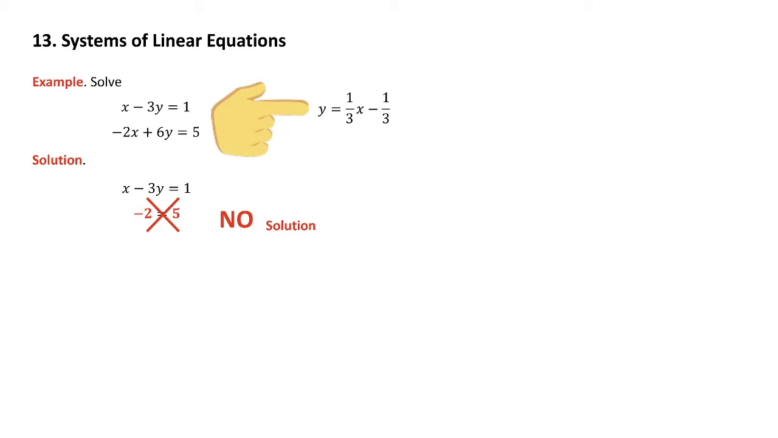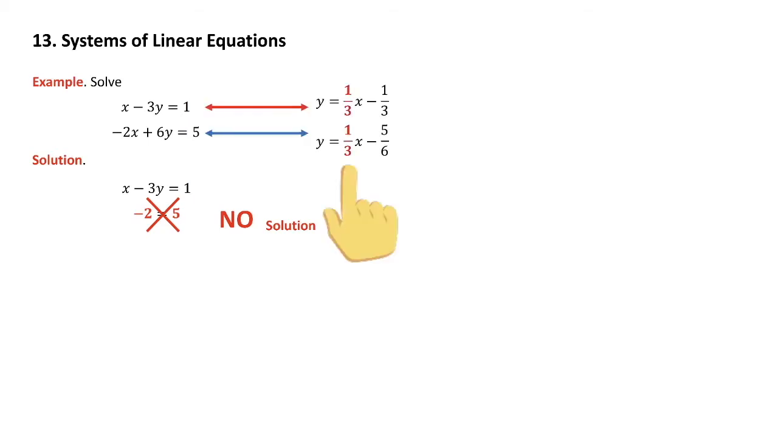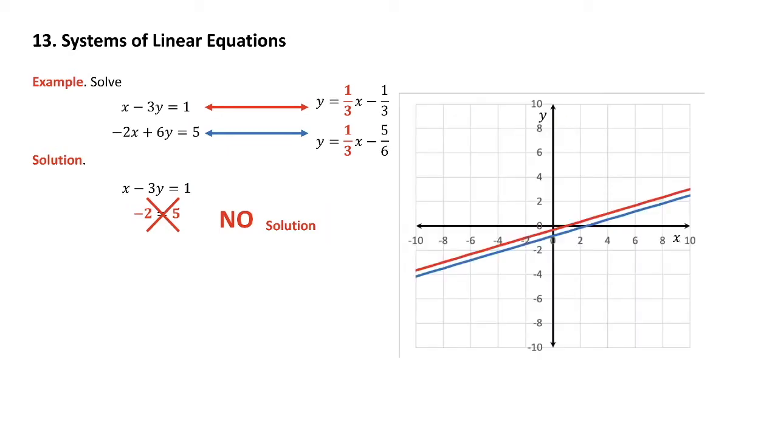Notice the first is this equation. The second is this equation. Notice they have exactly the same slopes. So they're parallel. They have different y-intercepts. So that's why we have no solution. There is no point that you can find that lies in the solution set of both of those equations.